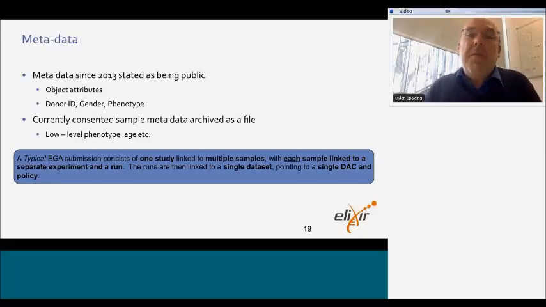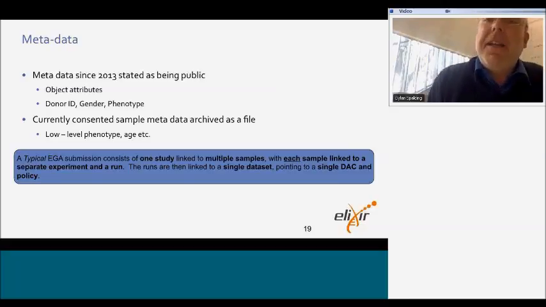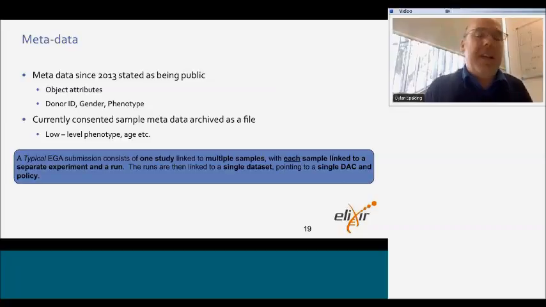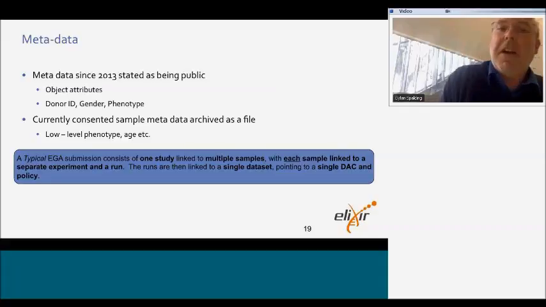So the metadata at EGA has been stated since 2013 as being public. This is to facilitate data discovery. If you want to find out what data is in EGA and you don't have access to the data, it needs to be public so you can query to a certain level the data within EGA. So the object attributes, and in terms of samples, the donor ID, gender, and high-level phenotype are all stated as being public and are queryable via our website or REST APIs.